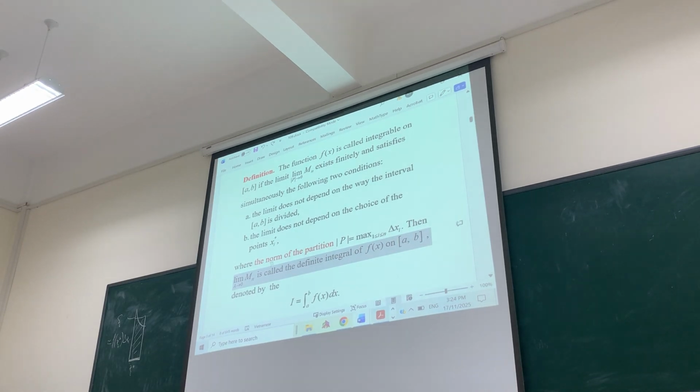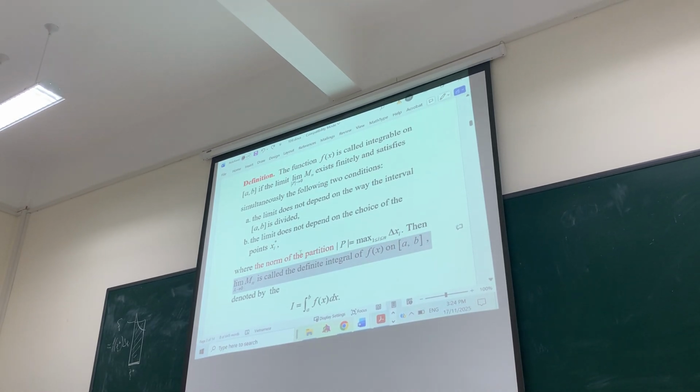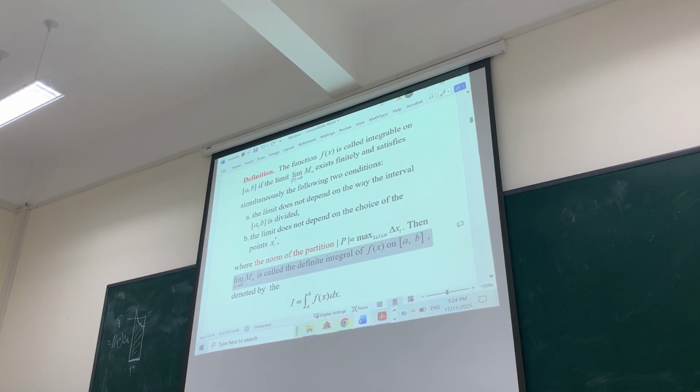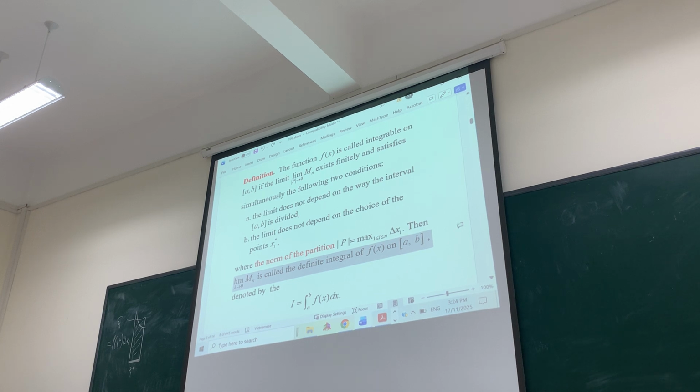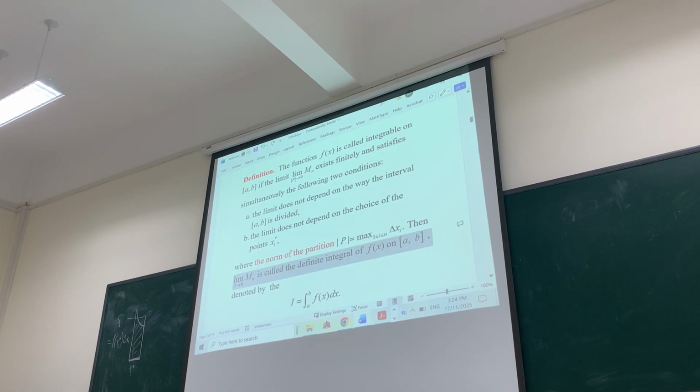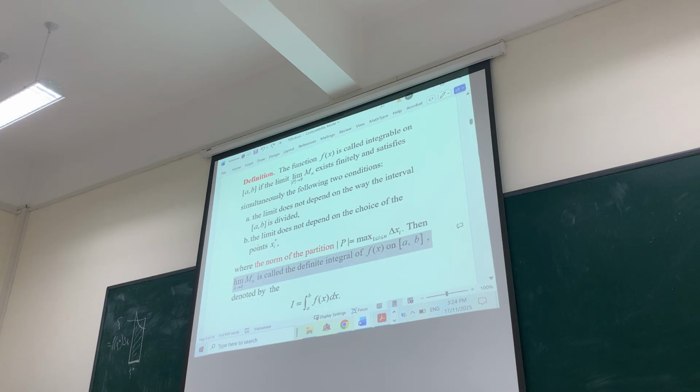The norm of P is called the norm function. It equals the largest length of all the subintervals. It measures the size of all subintervals.